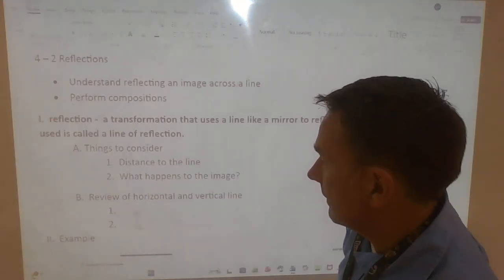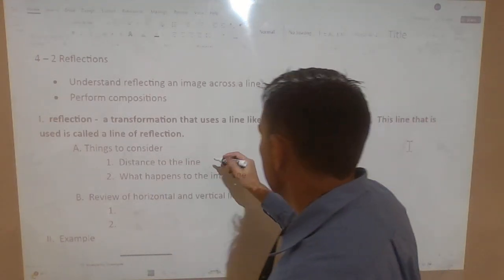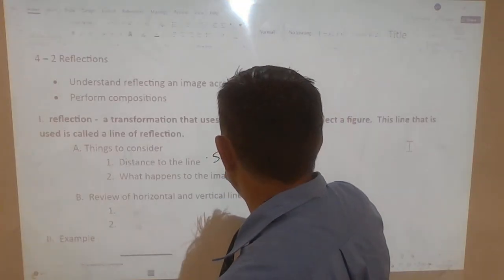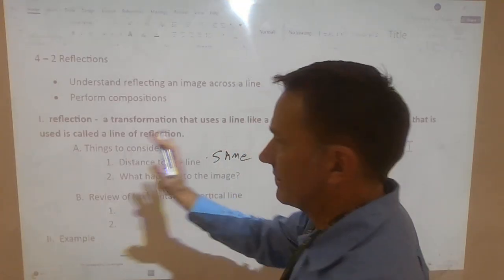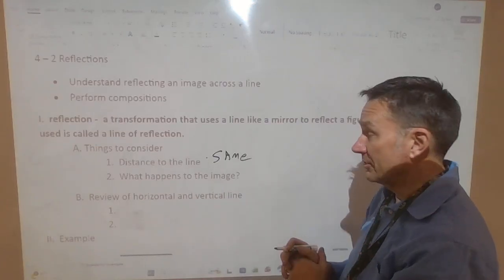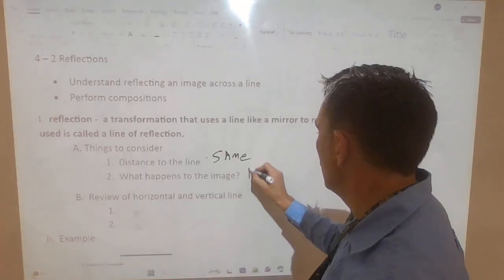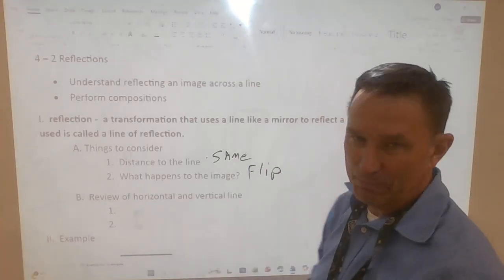So things to consider. First of all, there's a distance to this line. This is the same from one side of the line to the other side of the line. And we're going to count to see how far that is apart. And what happens to this image, it will flip.